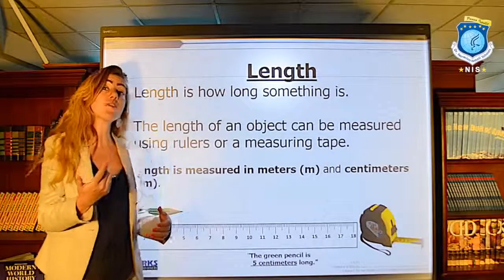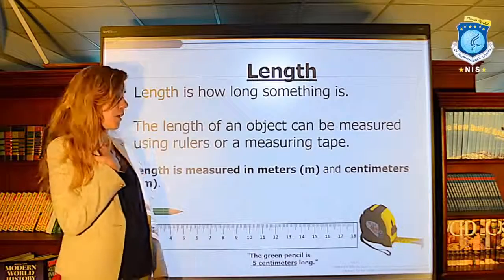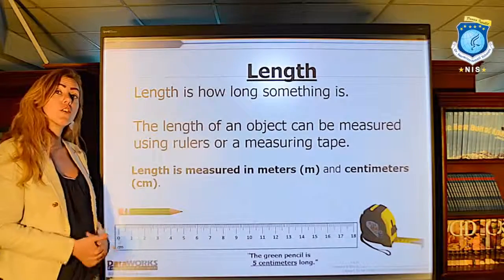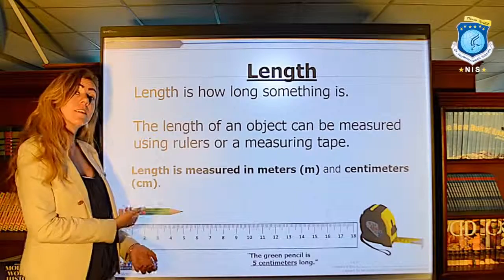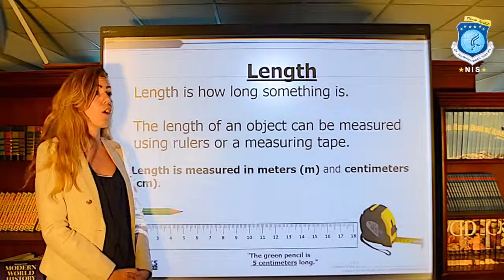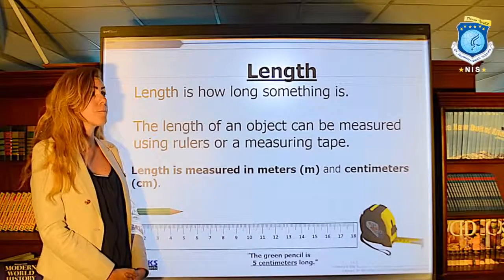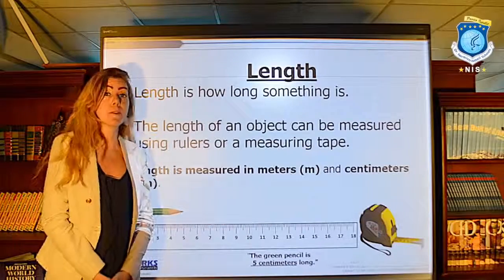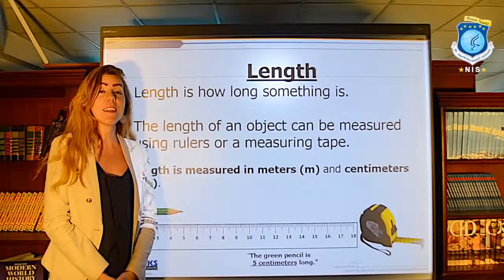So if I asked you to measure the length of a pencil, you would measure it in centimeters. But if I asked you to measure the length of a skateboard, you would use meters. And that's the end of our lesson.